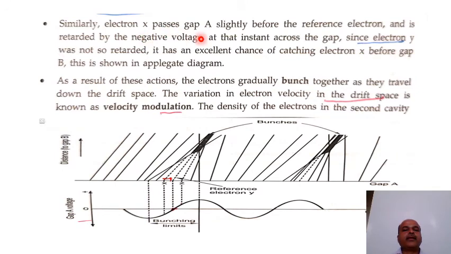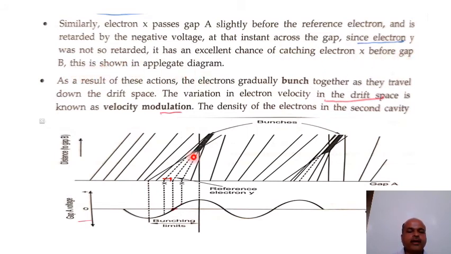Similarly, electron X passes through gap A slightly before the reference electron Y. It is also called an early electron, and is retarded by negative voltage. Observe here: the voltage for Z is positive, Y is also going positive, but X is at a negative voltage, and is retarded at that instant across the gap. Since electron Y was not so retarded, it has an excellent chance of catching electron X before gap B.